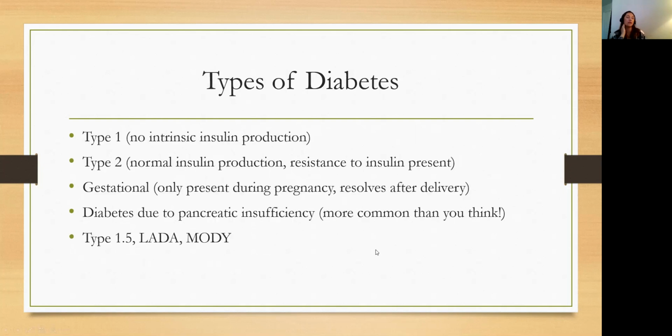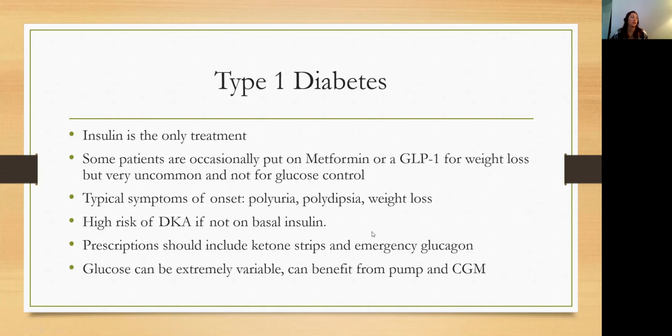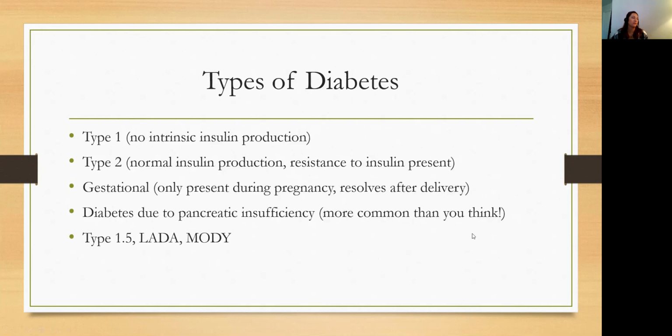So types of diabetes, we've got type 1, where you have absolutely no intrinsic insulin production. You've got type 2, where you have normal insulin production, but you are resistant to that insulin that's present in your body.